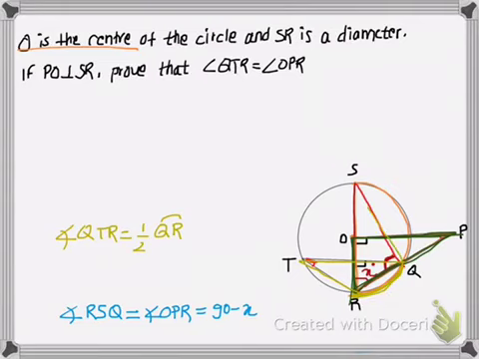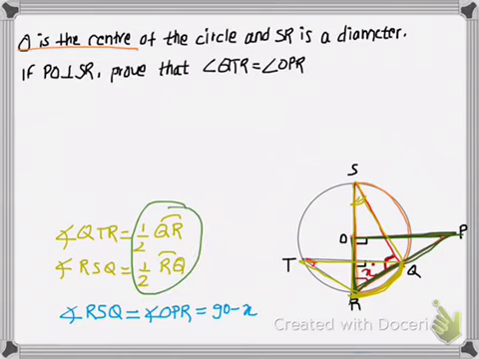Similarly, angle RSQ is also standing on the arc RQ. So I can write angle RSQ is equal to half of arc RQ, or QR, it's the same thing. In conclusion, since they are equal, we can also write that angle QTR is equal to angle RSQ, since they are inscribed angles standing on the same arc RQ, so they must be equal.